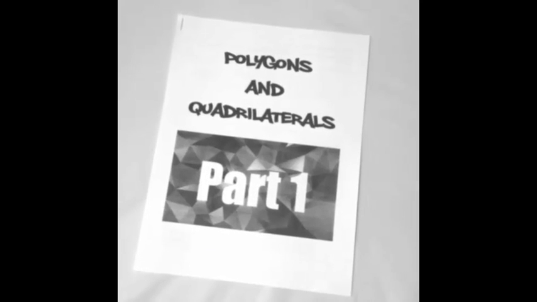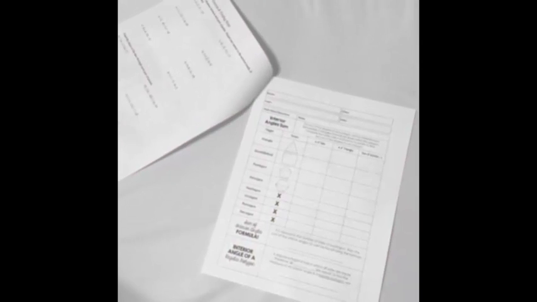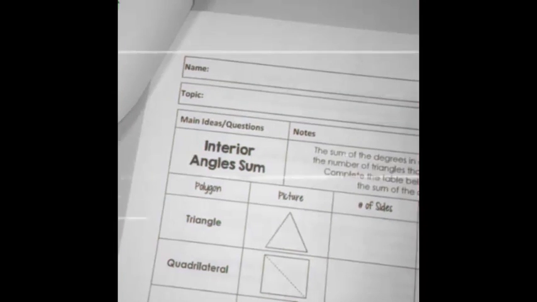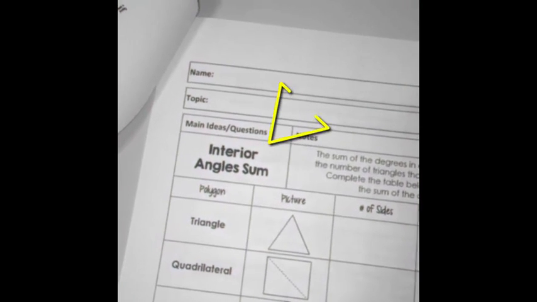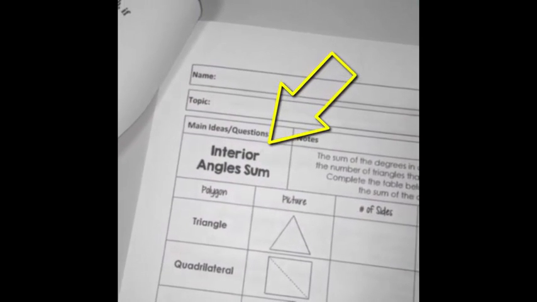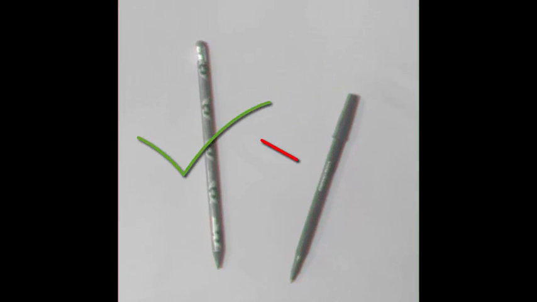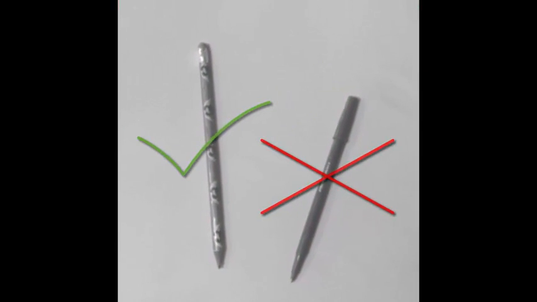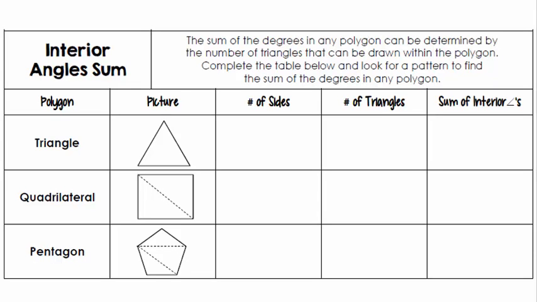Step 1, get your notes out. Step 2, turn the page. Step 3, direct your attention to where it says Interior Angles Sum. Step 4, use a pencil, not a pen. Now that you've got your packet to the right place and you have a pencil to use, I would like for you to direct your attention to this chart here.